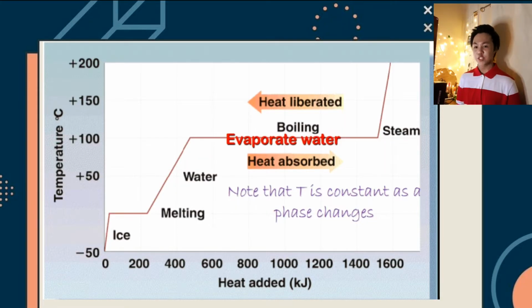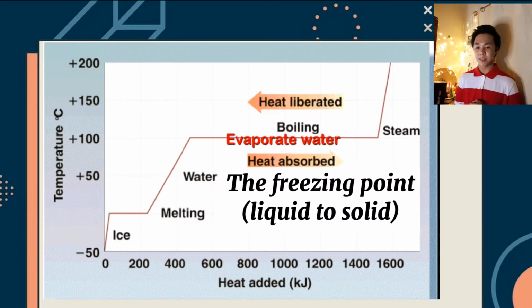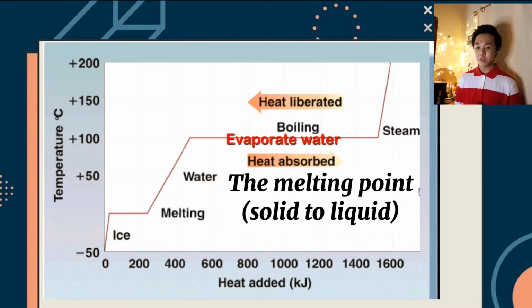On this graph, it shows that the freezing point of a substance is the temperature at which a liquid turns to a crystalline solid. The melting point is the temperature at which a crystalline solid melts.